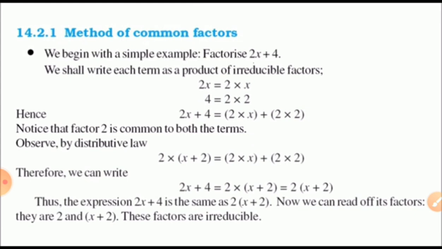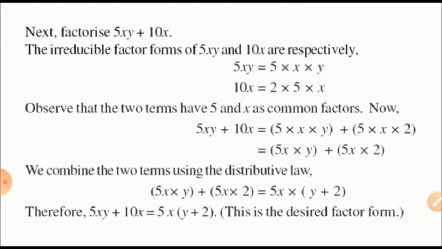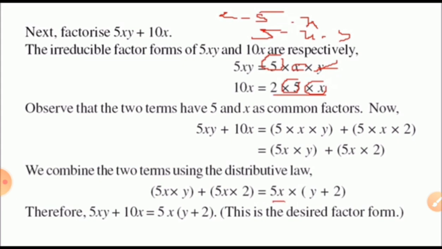Now, how to obtain these types of questions will be asked in exams. We begin with a simple example: factorize 2x plus 4. We shall write each term as a product of irreducible factors. So 2x is equal to 2 into x, 4 like that way. 5xy is equal to 5 into x into y. 10x is equal to 2 into 5 into x. Observe that the two terms have 5 and x as common factors. Okay, so 5x into y plus 5x into 2. We combine the two terms using the distributive law.